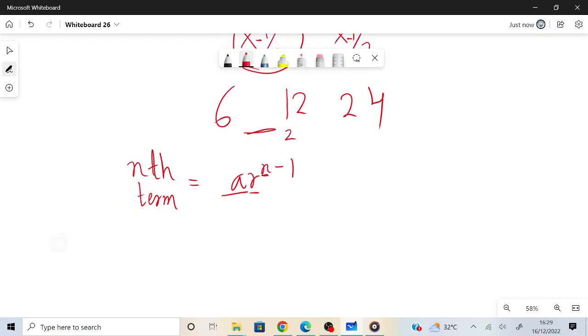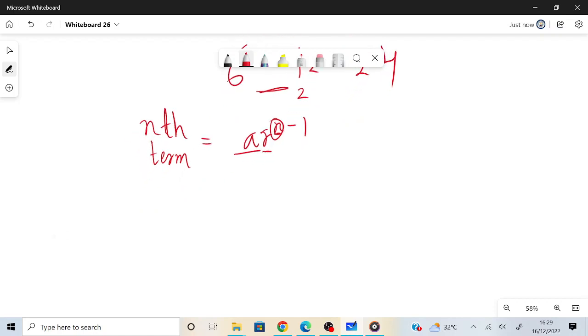So let's say I want to know the 10th term. What's the value of the 10th term of that progression? So I will substitute my 10 into n over here and subtract 1. So then I would have A R to the power of n minus 1. If my n was 10, then it would be A R to the power of 9.